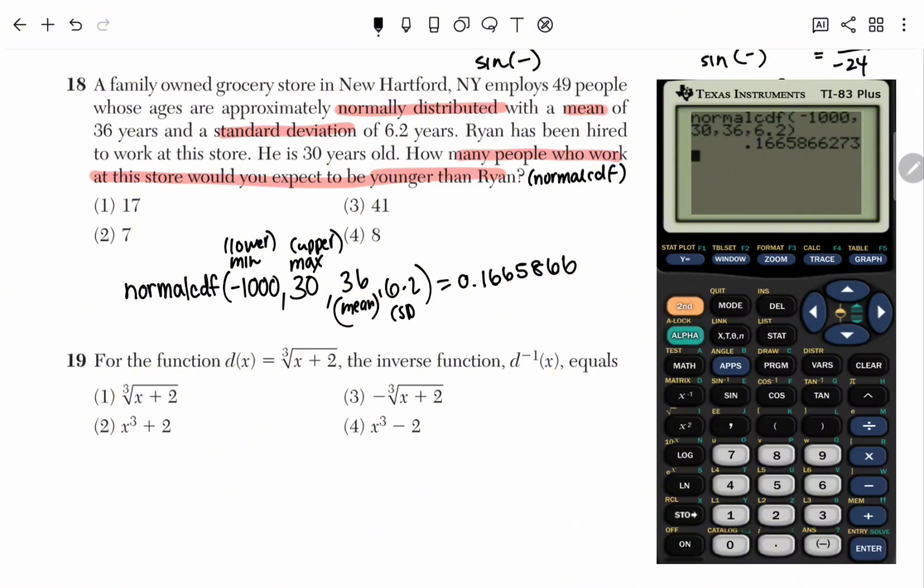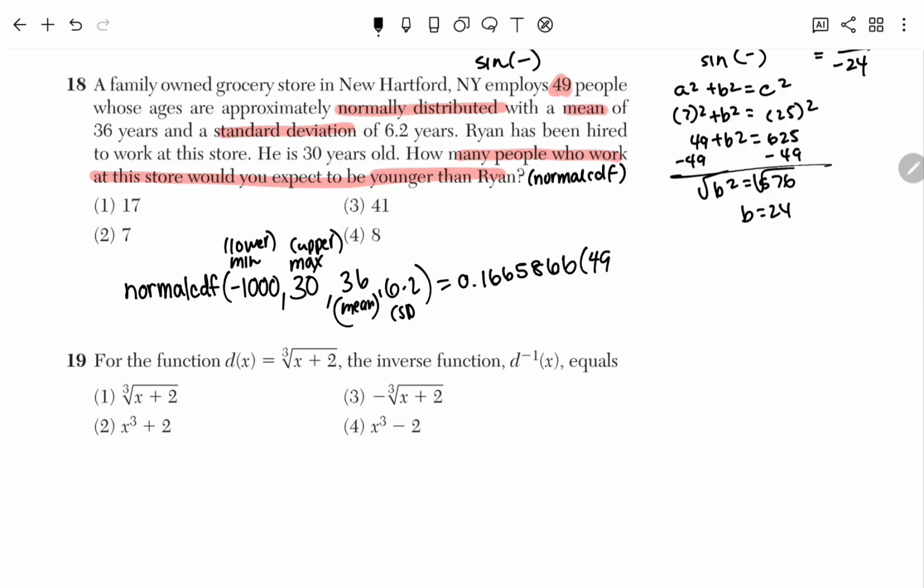Now, the question is asking us to do what? How many people? We know that his family-owned grocery store employs 49. So we're going to take this probability and multiply that by 49. When we multiply that by 49, we get 8.16274. And that means that approximately 8 people who work at the store are younger than Ryan, which is answer choice number 4.